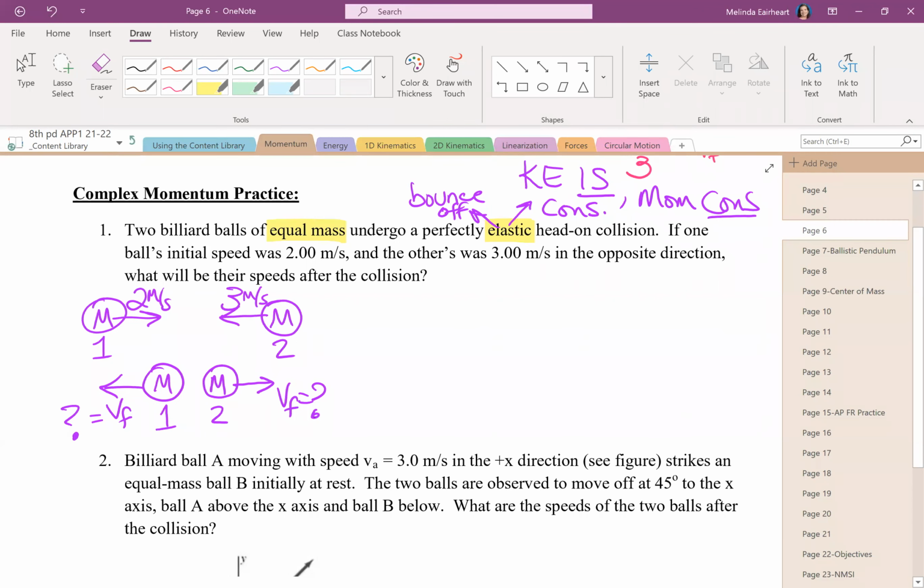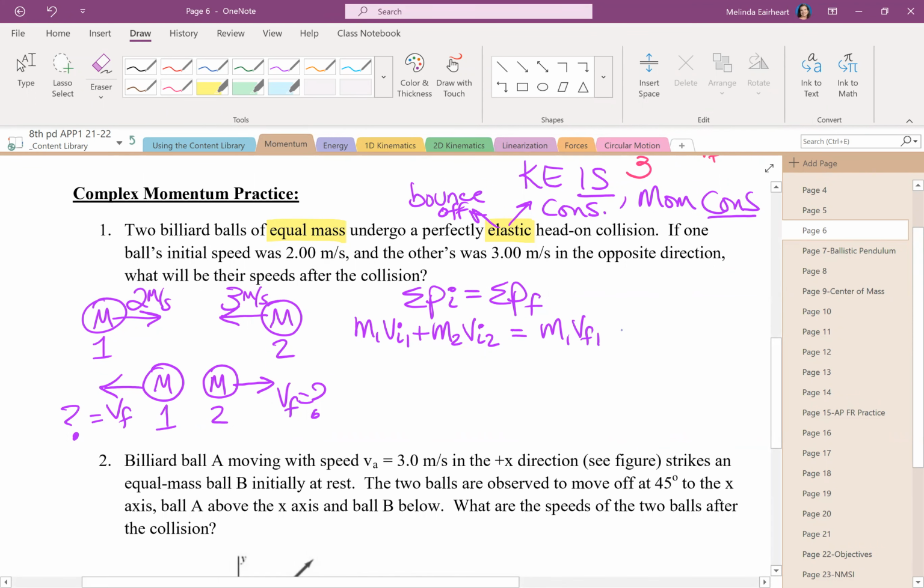Okay, so here's what's complex about it. Let's attempt to solve this with momentum, because Ms. Earhart says 99% of the time you can do conservation of momentum, right? And so in the beginning, who has momentum? Well, they both do. And so m1 v initial 1 plus m2 v initial 2. After the collision, they're moving independently. And so we have m1 v final 1 plus m2 v final 2. And it's those two final velocities that we're going to try and solve for.